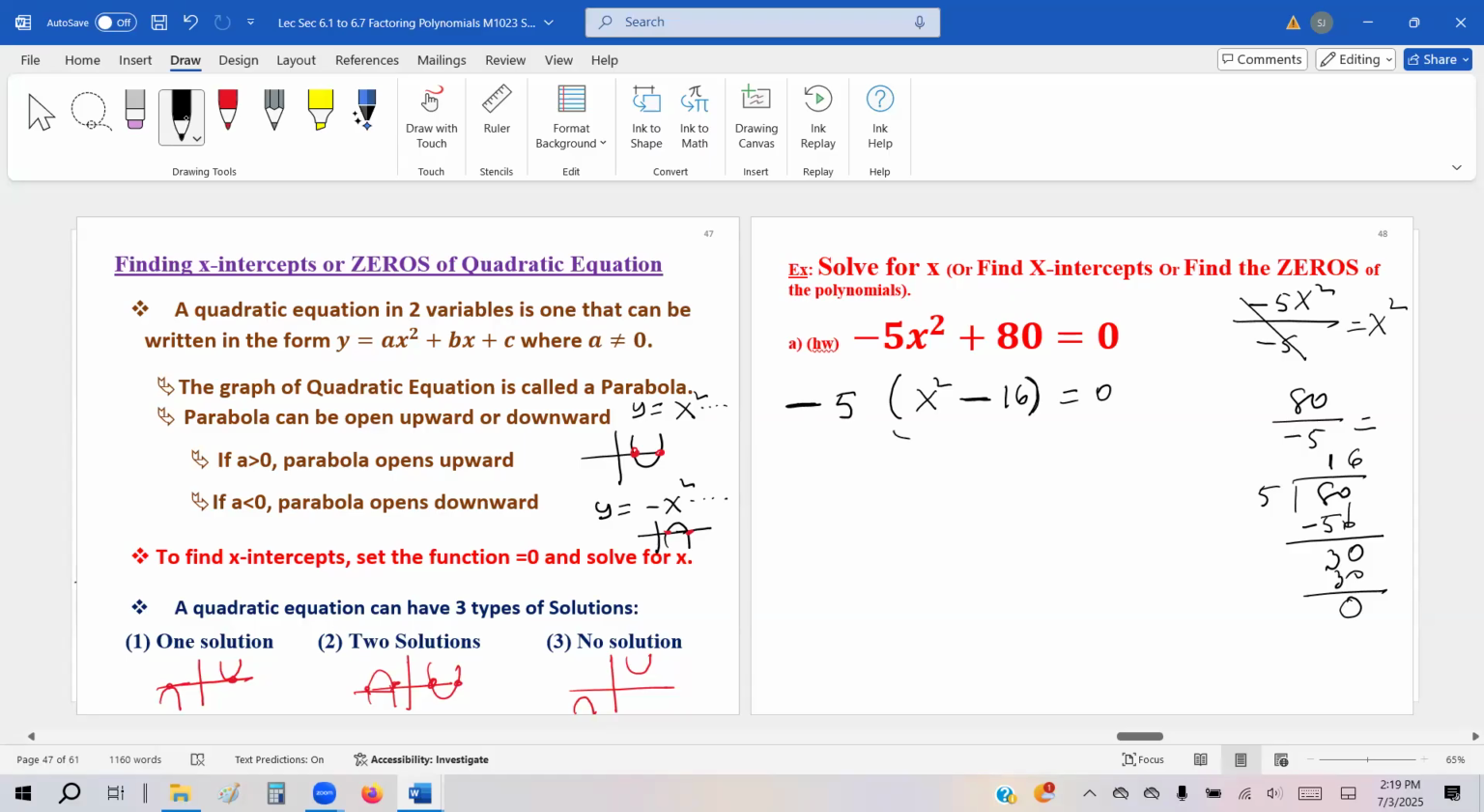And now what do you observe here? What are they? X squared minus 16. Difference of perfect squares. So we can actually factor them more. What two factors do we get from x squared minus 16? Good job. Plus 4, minus 4. And we have the coefficient negative 5. So I recommend you factor first and then solve.